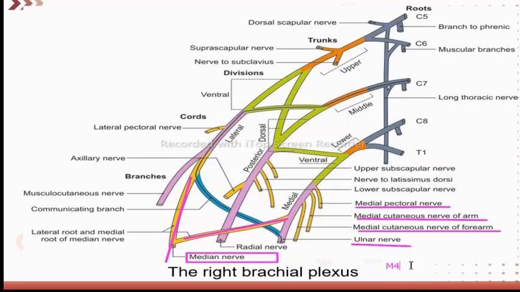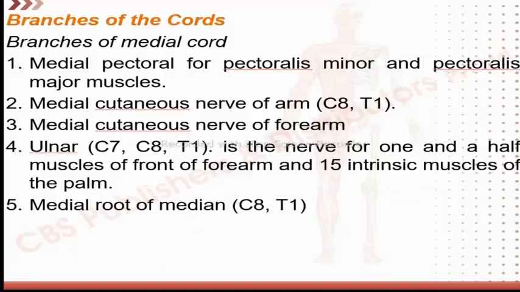You can remember this as 4M and U, the M4U mnemonic. So the branches from the medial cord are the medial pectoral nerve, medial cutaneous nerve of arm, medial cutaneous nerve of forearm, median root of median nerve, and ulnar nerve.